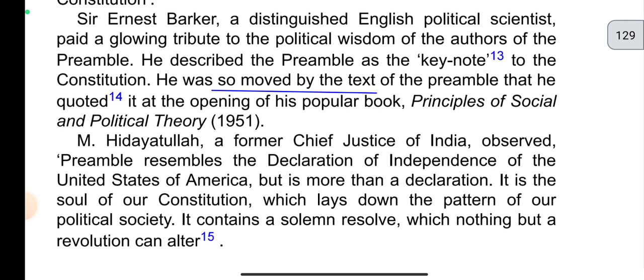Sir Ernest Barker, a distinguished English political scientist, paid a glowing tribute to the political wisdom of the authors of the preamble. He described the preamble as the keynote to the Constitution. He was so moved by the text of the preamble that he quoted it at the opening of his popular book, Principles of Social and Political Theory, 1951.